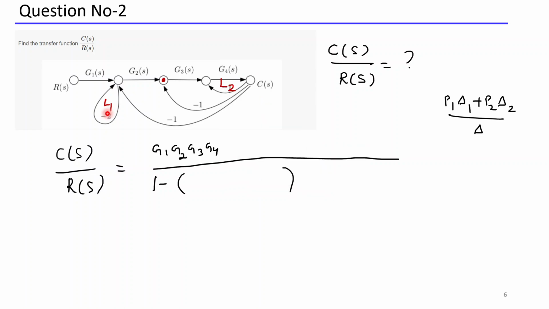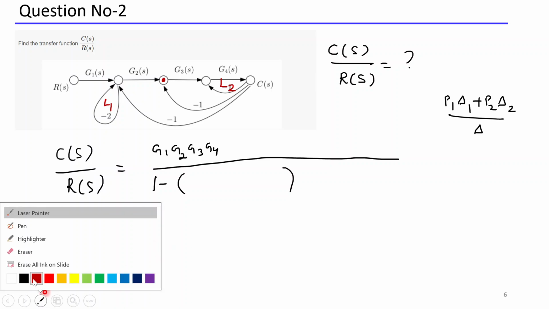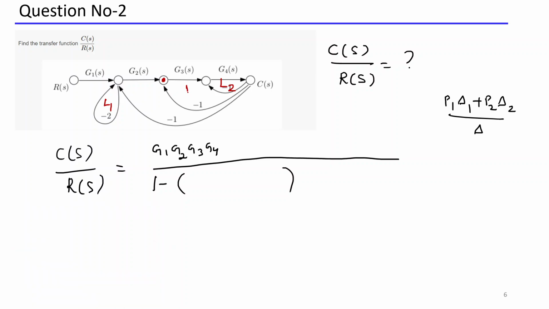Now you see, this is one loop because you start from here and go from here. This one I'm writing L1. This is another loop because it starts at this point, comes here and goes back. Similarly, if you start from here and come here, this is another loop. Let me write L1, L2 and L3. This is another loop L4, because you start from here, go back and come to this -1. So these are the loops.